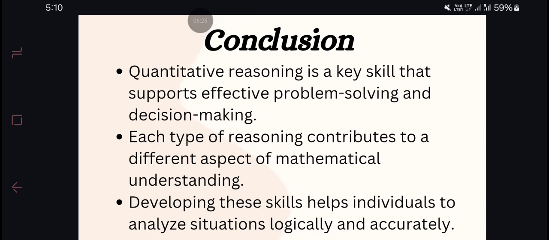So, to conclude, I would like to say that quantitative reasoning is an essential skill for solving problems and making decisions. Each type of reasoning plays an important role in understanding different aspects of mathematics. By developing these skills, we can think more logically, analyze situations better, and apply mathematics effectively in real life.